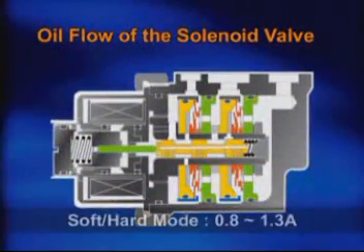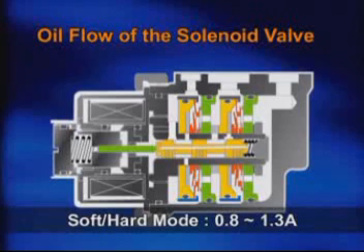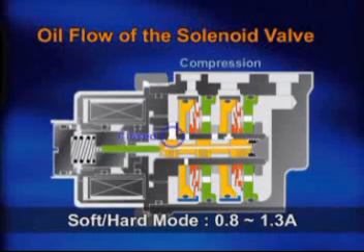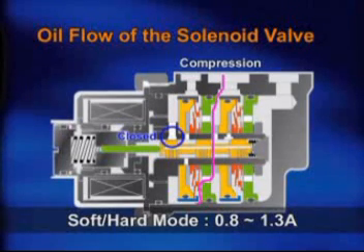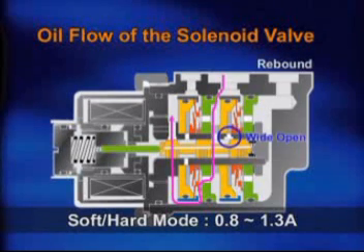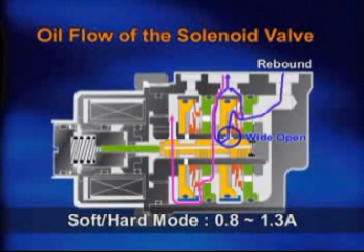If the applied current increases above 0.8 amps, the spool valve moves to the right, decreasing oil flow to the compression chamber. When current increases to 1.3 amps, the opening between the compression chamber and the base chamber is closed completely. At 1.3 amps, the compression stroke becomes the hardest. During the rebound stroke, the oil path from the rebound chamber to the base chamber through the spool valve remains open, so the rebound stroke remains soft.